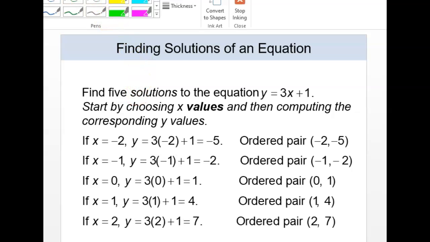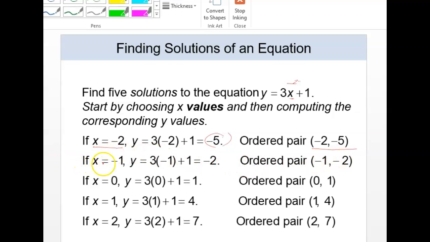So if I need 3 solutions, for the first one I'm just going to start with x equals negative 2. So I replace the x with a negative 2, and I calculate y. I put the x is negative 2 in here, and then I do 3 times negative 2 is negative 6, plus 1 is negative 5, and that gives me y is negative 5, which says this point is a solution.